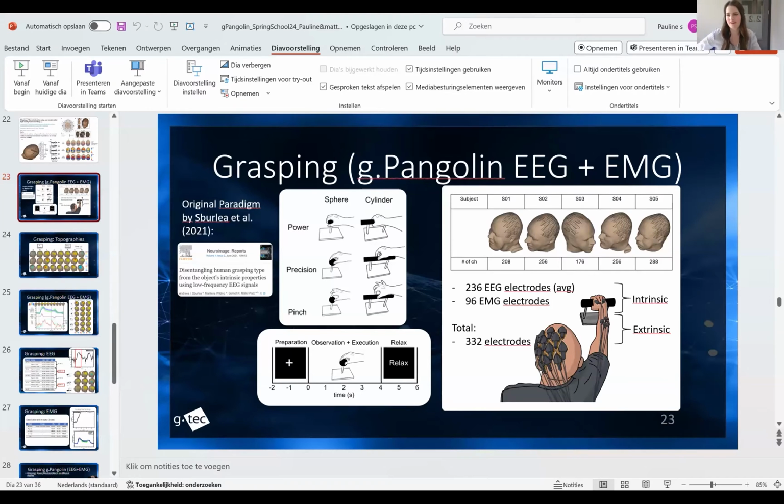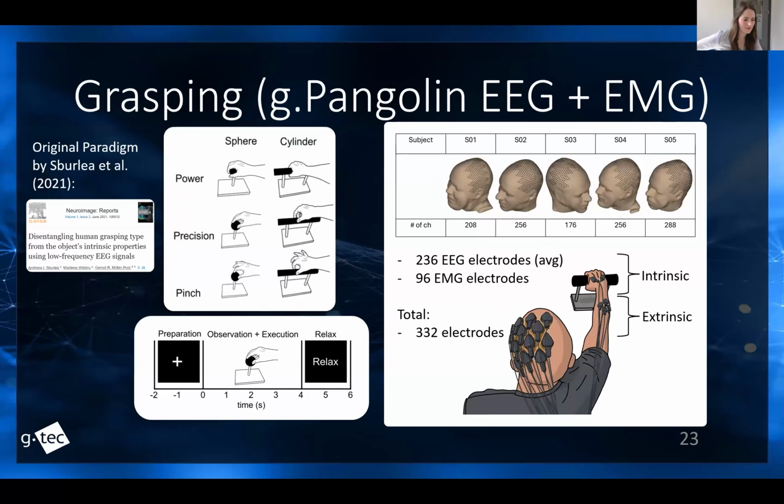Yeah, so hi, I'm Pauline, and for my master thesis, I researched different kinds of grasping movements using the pangolin system. The original paradigm was by Andreas Perlea and colleagues, where they researched different types of grasping movements on different kinds of objects and how they were represented in the brain, so that later on this information can be used for BCIs or even neuroprosthetics.